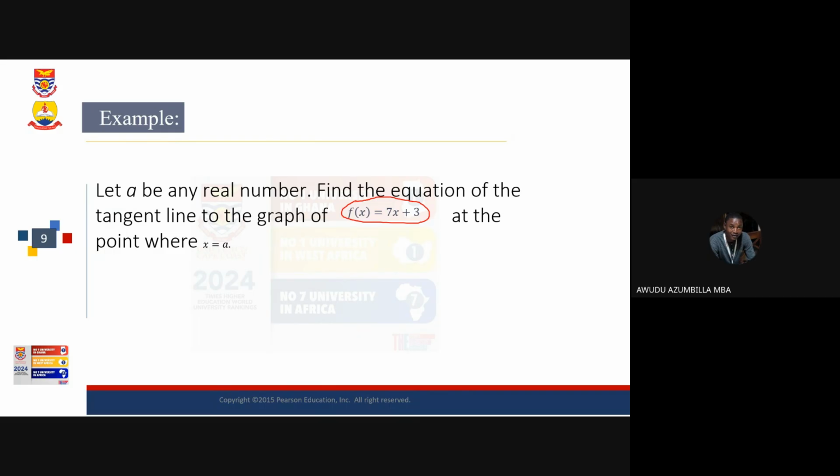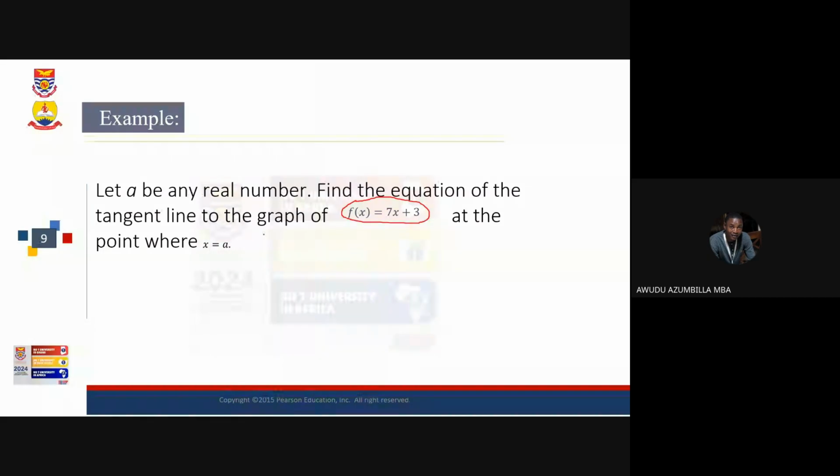Where a is at the point where we have a to be equal to what? x is equal to a. So this what? Tangent line, or we can find the equation of this line. Now, there's two ways of doing this.